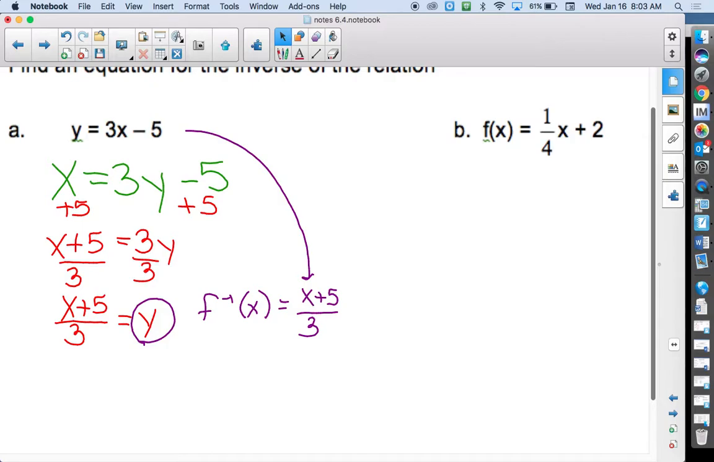See if you can find the inverse for letter B. So the first step would be to make that a y. And I don't rewrite it, I just usually throw a y right on top of it. Switch the x and the y, and then get y by itself.